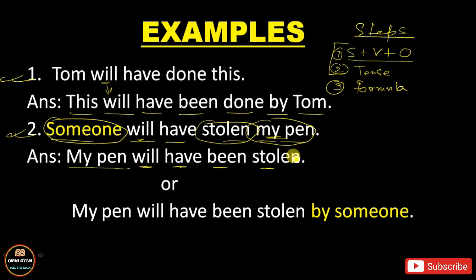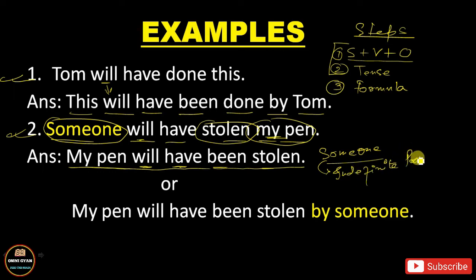Now you will ask me, sir, where is someone? Where is the subject? If someone is the subject, why didn't you put subject here then? Now you see there are 2 ways you can write, and the most appropriate way is this answer only. The most appropriate way for this question is this answer. Now by someone I have not written because someone is an indefinite pronoun.